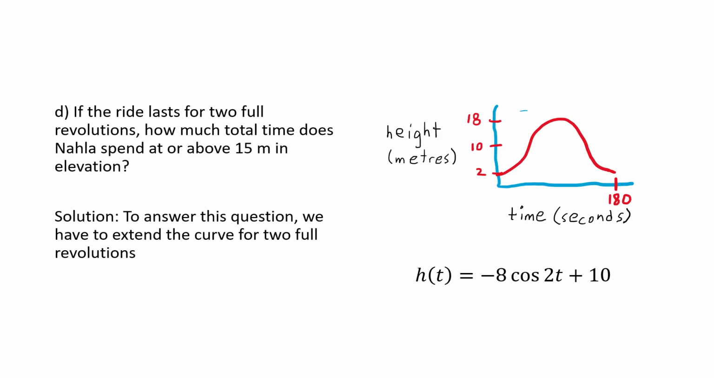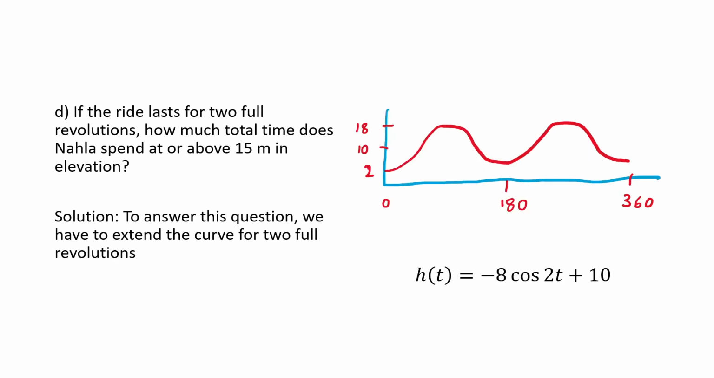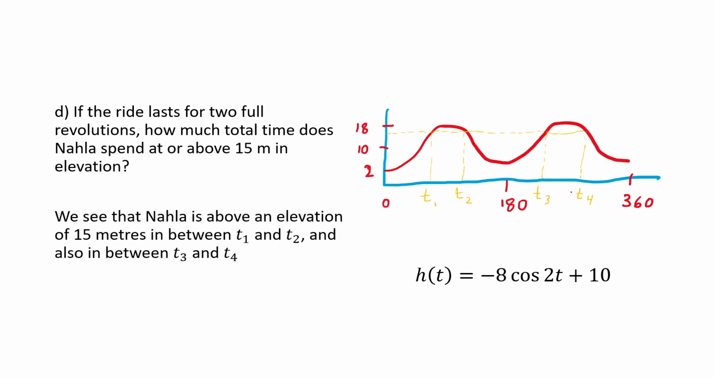To answer this, what we can do is extend the curve for 2 full revolutions, and let's see what happens. This is the curve that we had on the previous slide. We did 1 revolution. Now we're saying let's do another revolution. It'll look exactly the same, and it'll go an extra 180 seconds after the first period, so it'll go up to 360 seconds. So what we're looking for here is, when is she at 15 meters?